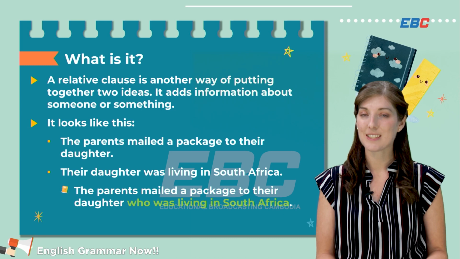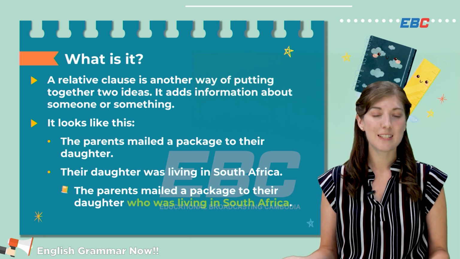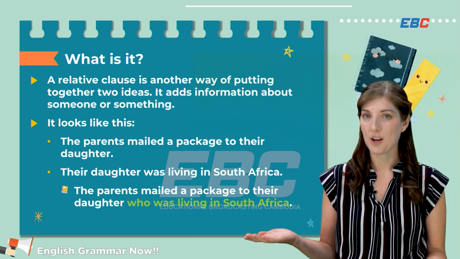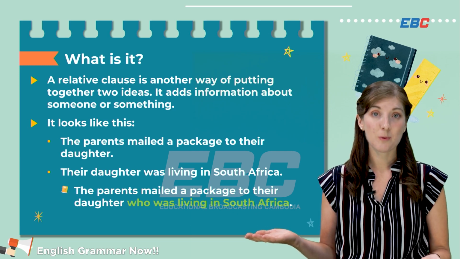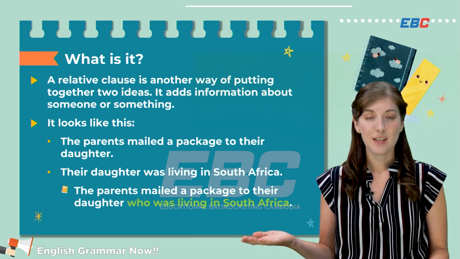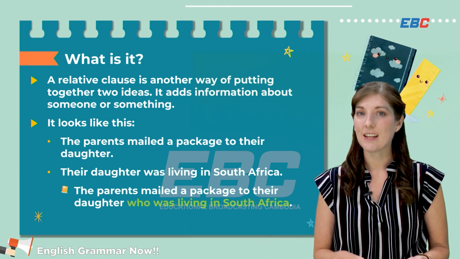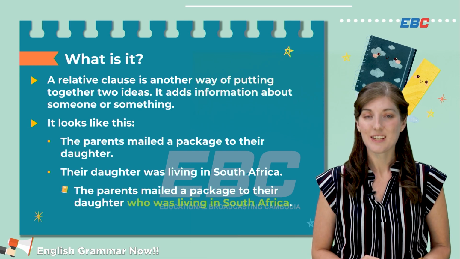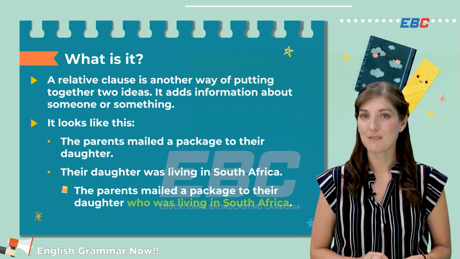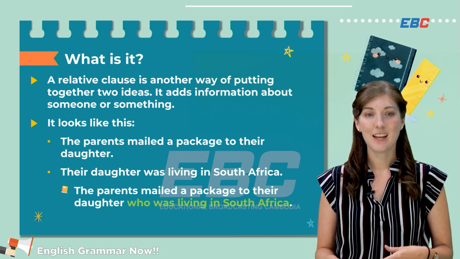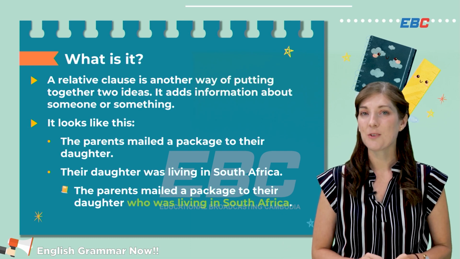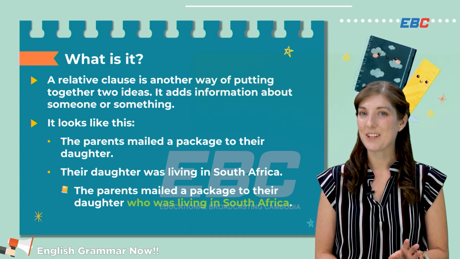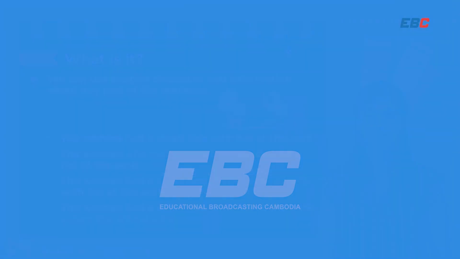It looks like this. If we have two sentences like these, the parents mailed a package to their daughter, and their daughter was living in South Africa. You can see that the repeated thing is their daughter. Well, we can put these two sentences together using a relative clause. It would look like this. The parents mailed a package to their daughter who was living in South Africa. Now we're going to take a look at how to do that.